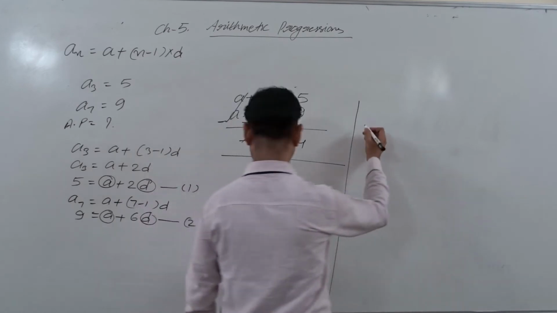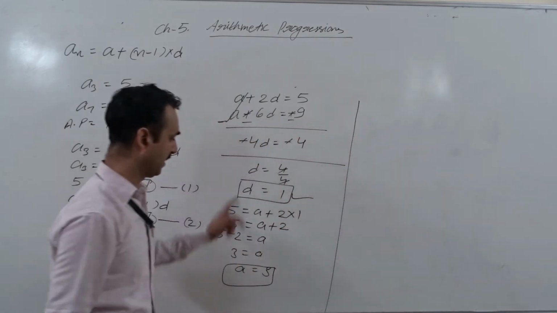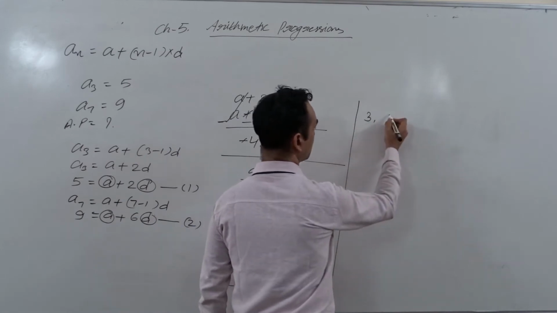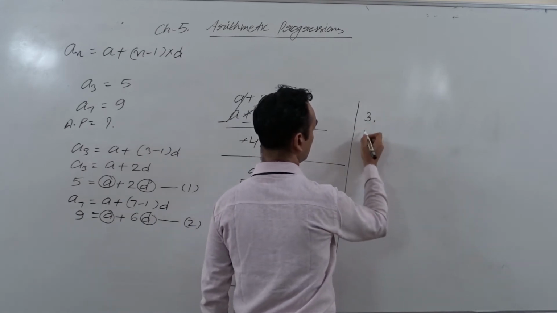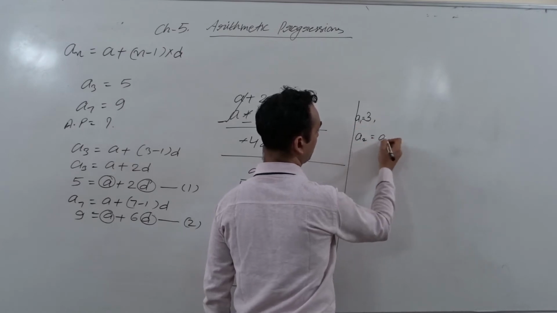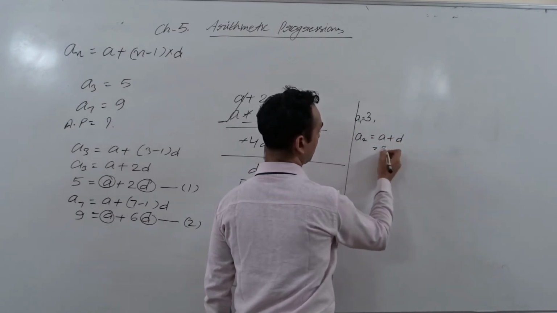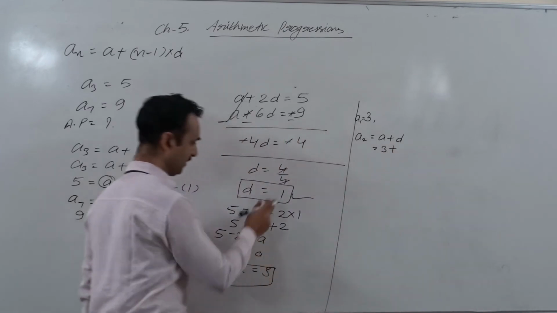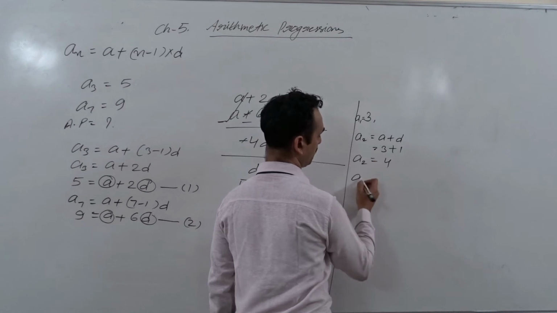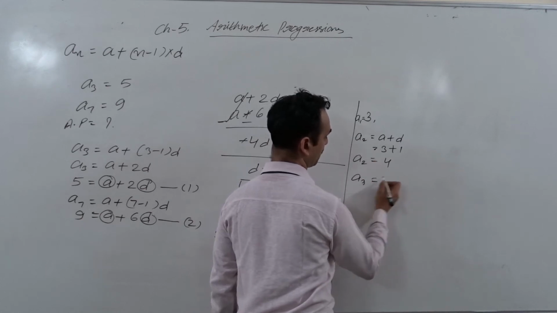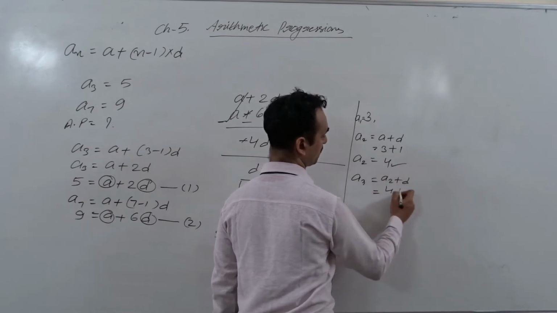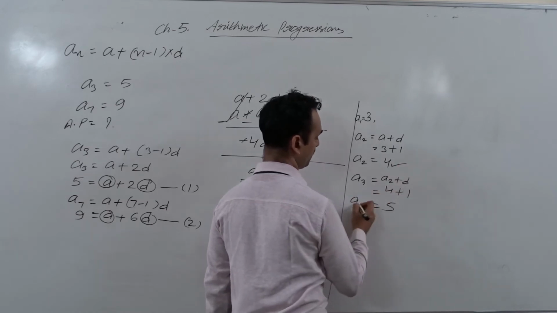and now we are able to frame the AP by using A and D. A is 3, so the first term will be 3. First term is A1, A2 will be A plus D. So 3 plus, what is D here? 1. So 4, A2 is 4. A3 equals A2 plus D, A2 is 4 plus 1, 5.